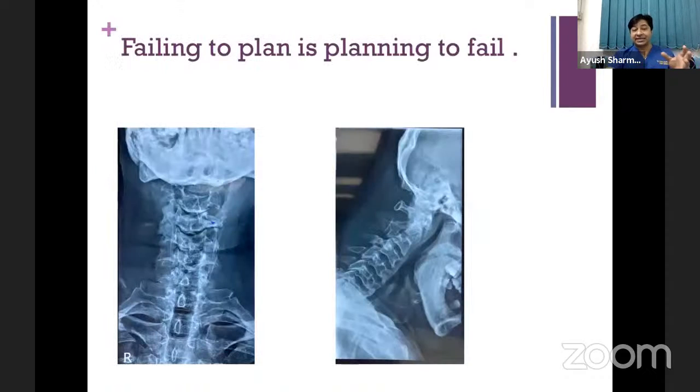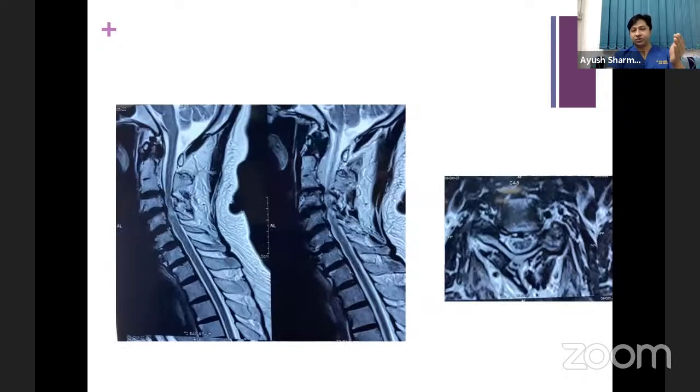So as they say, failing to plan is planning to fail. Even for lateral mass screws, or for any screw, you should plan your screws well. For example, this is a case we did 2 weeks back where we wanted to do a C3 to C5 fixation and decompression for myelopathy.